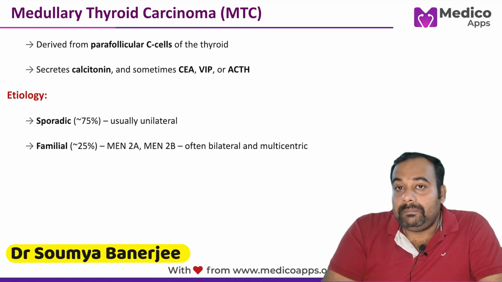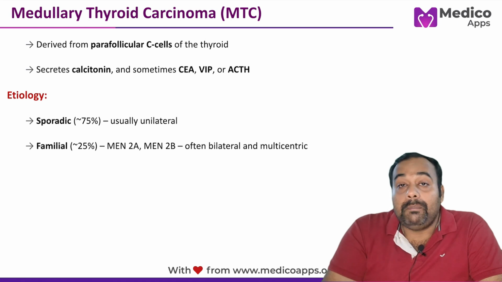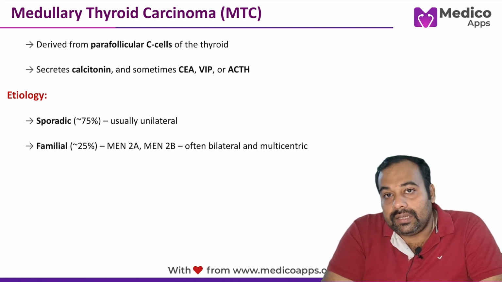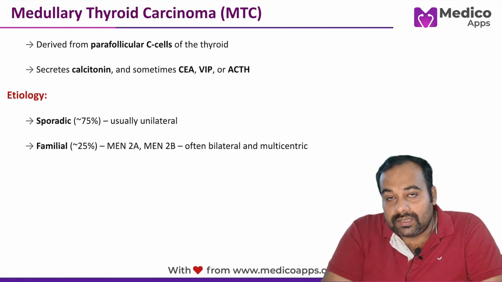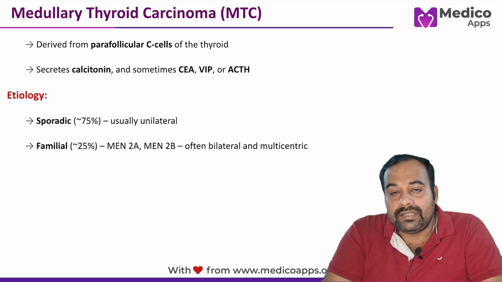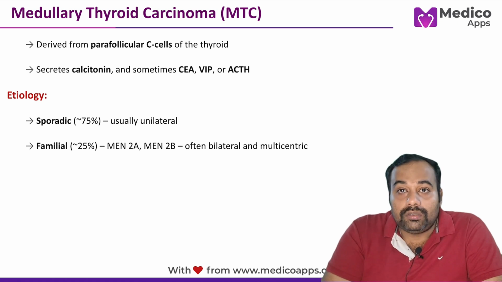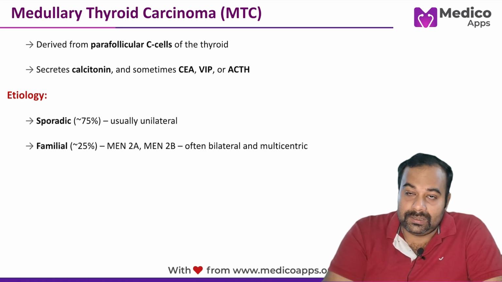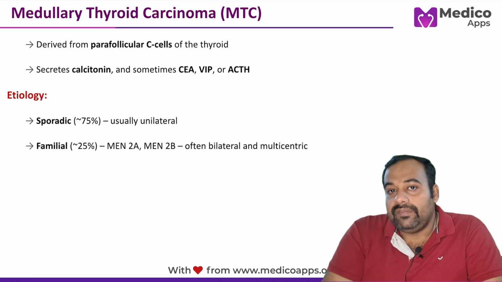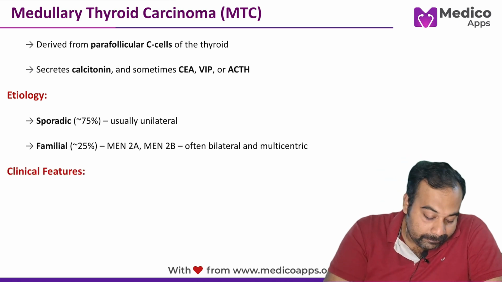Now the problem with the familial cases is that they are bilateral and multicentric in nature. So that's why the prognosis is very bad in such cases. And apart from that, in the MEN syndrome, a complex of endocrine neoplasia has been associated in such cases. So here the prognosis is very, very bad, right?